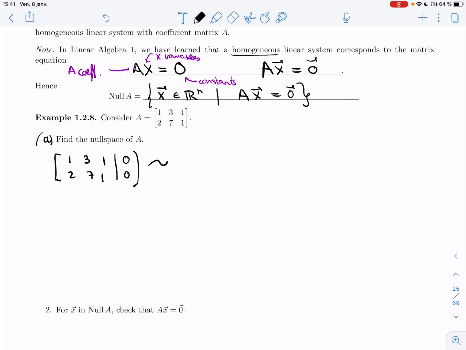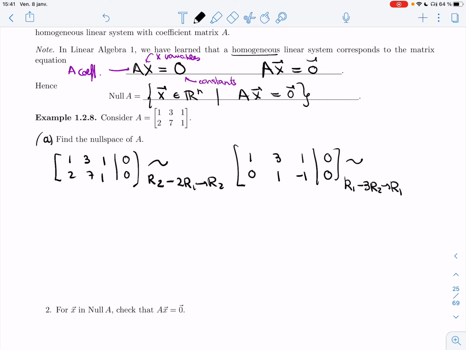I'm going to reduce the matrix. I'm going to take row 2 minus 2 row 1 into row 2. I'm going to get 1, 3, 1, 0, and 0, 1, 1 minus 2 is minus 1, 0. And then I need one more step. I'm going to do row 1 minus 3 row 2 into row 1. And that's going to give me 1, 3 minus 3 is 0, 1 plus 3 is 4, 0, and 0, 1, minus 1, 0. All right, so here's our reduced matrix.